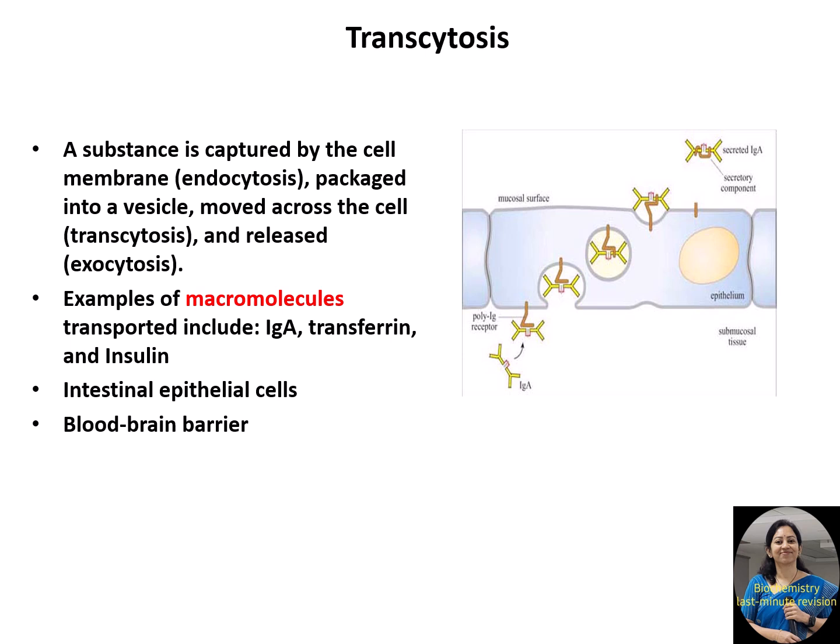So this transcytosis mainly operates in intestinal epithelial cells for the absorption of biomolecules from the intestinal lumen into the circulation, and this transcytosis also operates in the blood-brain barrier. So this was all about transport mechanisms.